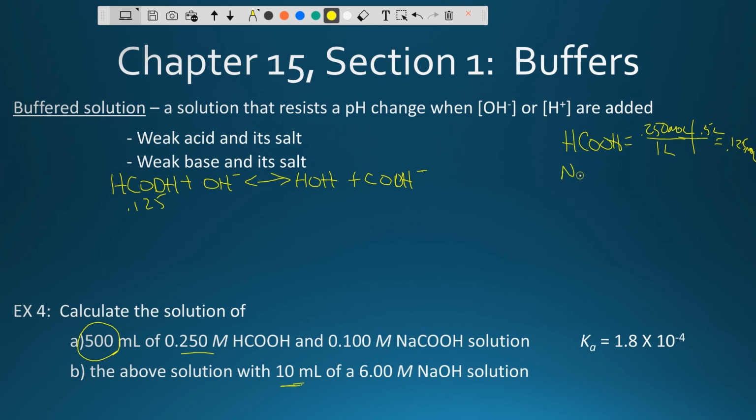Okay, now let's look at my sodium hydroxide. We had 6 moles per liter, because it's a 6 molar solution. We have 6 moles per liter, but I only added 10 milliliters, which is 0.01 liters. And so how many moles are present? 0.06 moles of my sodium hydroxide.